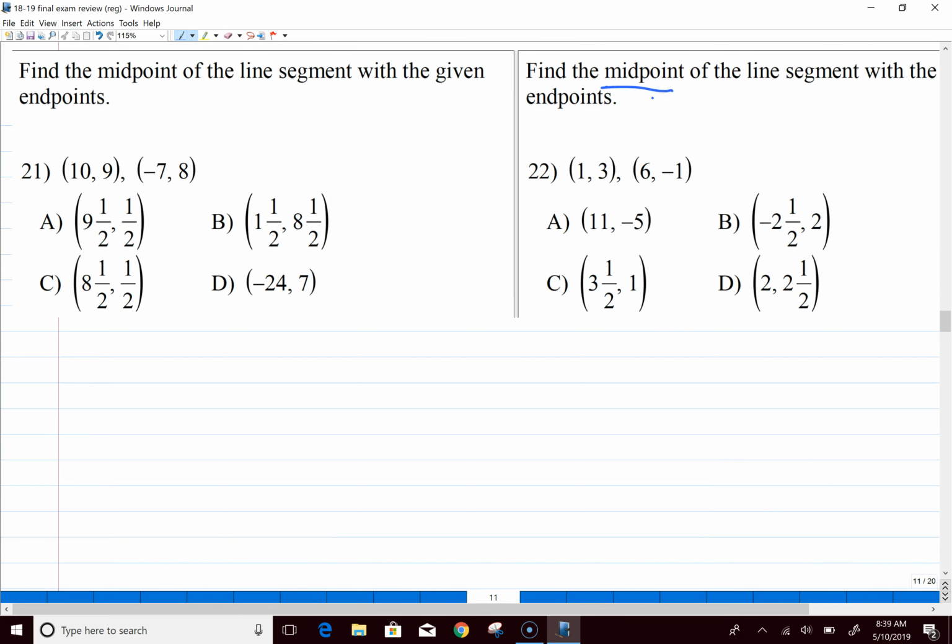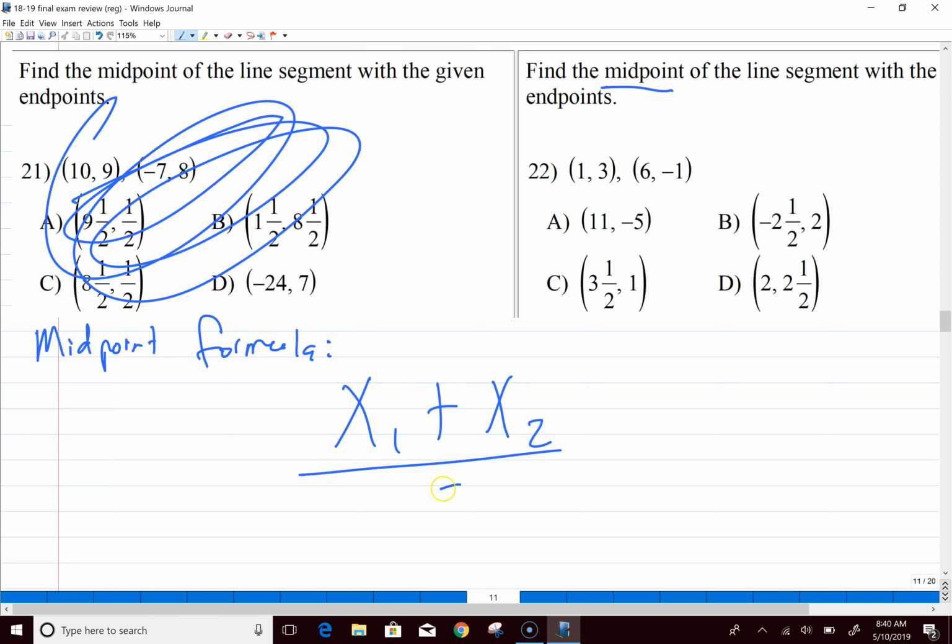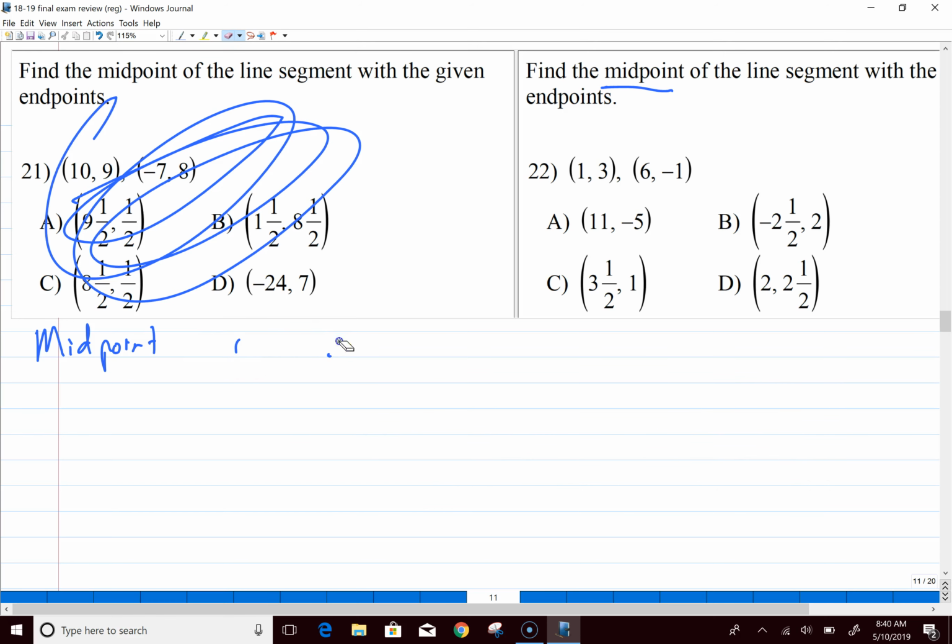Find the midpoint. To find the midpoint, this is the midpoint formula: x1 plus x2 divided by 2, comma, y1 plus y2 divided by 2. Okay, write that down. I'm going to erase it. So that is the formula for midpoint.